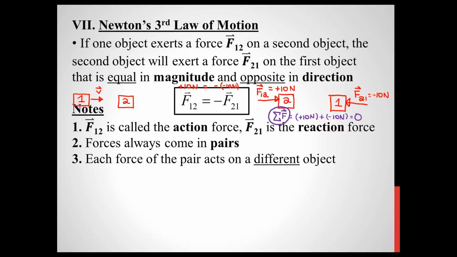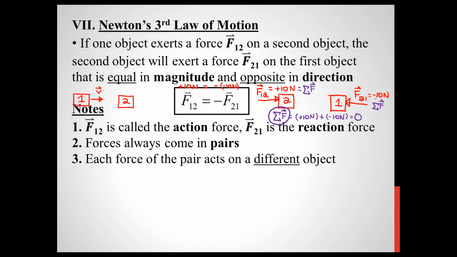So for example, the net force on object 2 would just be positive 10 newtons. The net force on object 1 would be negative 10 newtons. These two forces, positive 10 newtons and negative 10 newtons, don't act on the same object. They act on different objects.